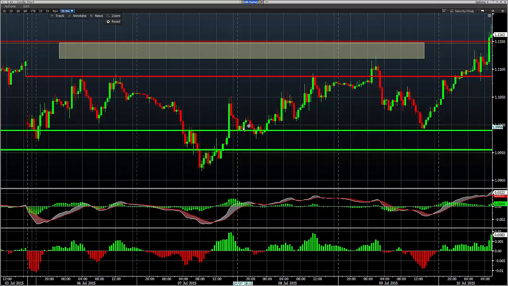Now we're looking at it more as support, right? So slight break here and immediately what? Right back up. Test here and what? Immediately right back up. Very similar look as what's going on here. You're trying to get through it. This one had no trouble. No trouble. This one immediately reverses, immediately reverses.